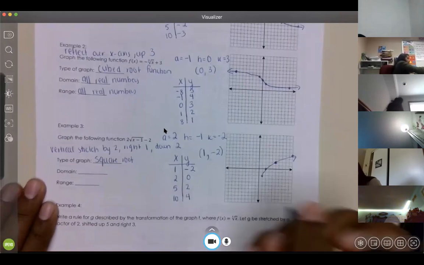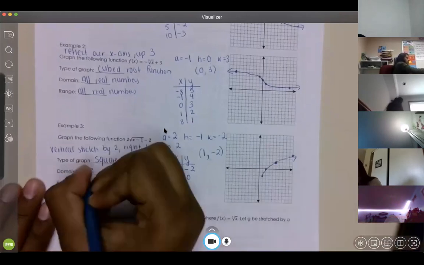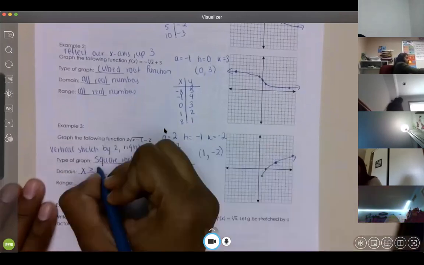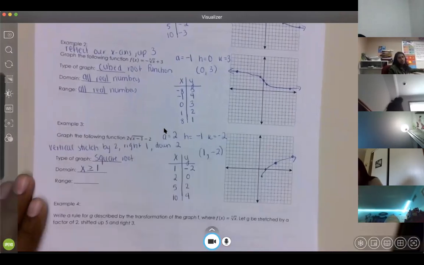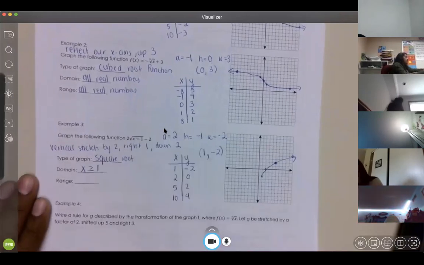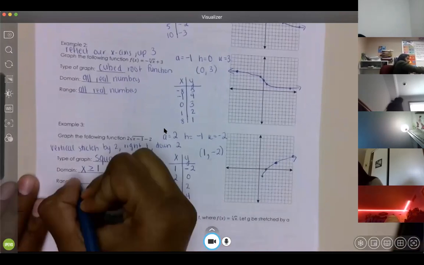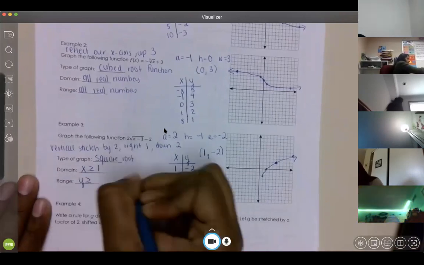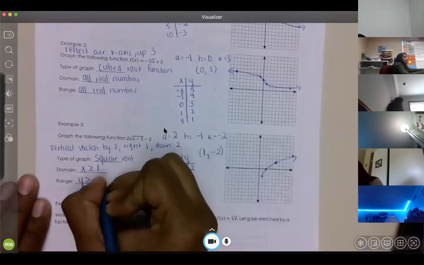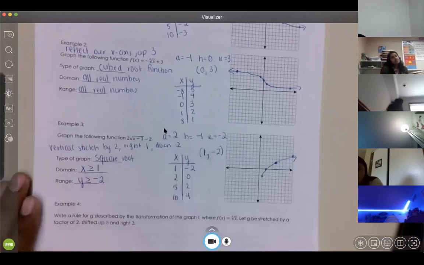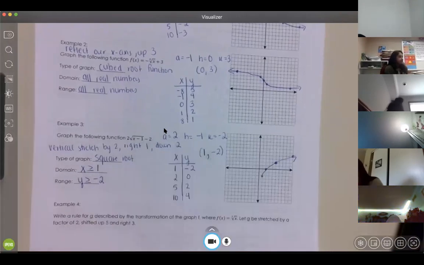So your domain is always x is greater than or equal to whatever your h value is, but change the sign. So it's x is greater than or equal to 1. And your y, or your range is y is greater than or equal to your k value, which is -2. You can keep it as greater than or equal to because it did not reflect. Questions on example 3?